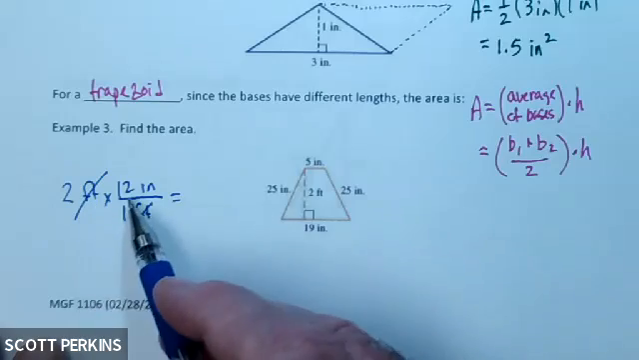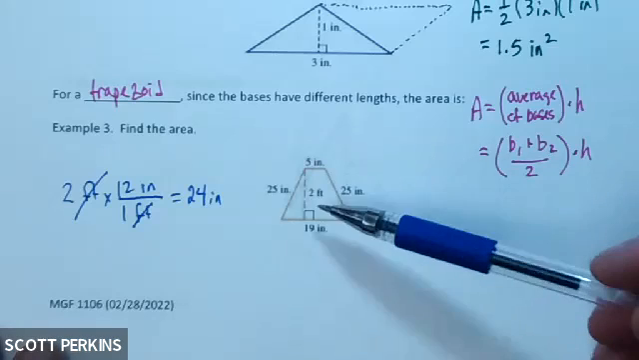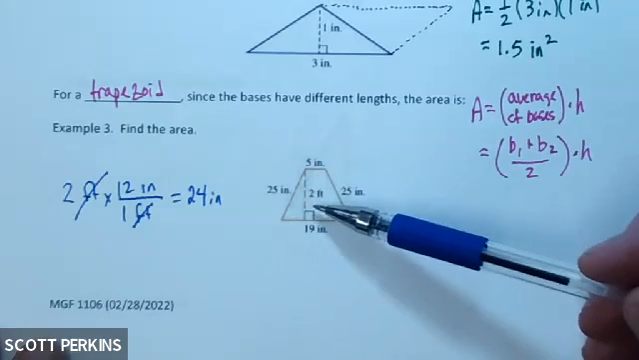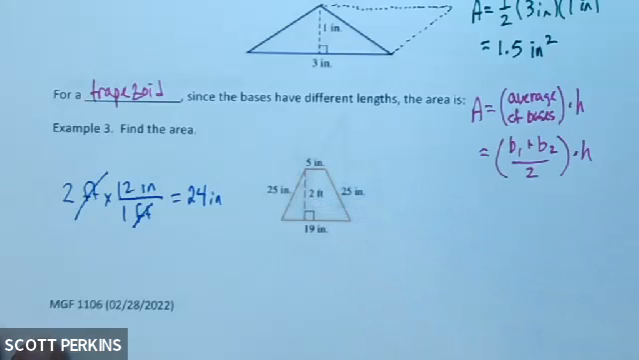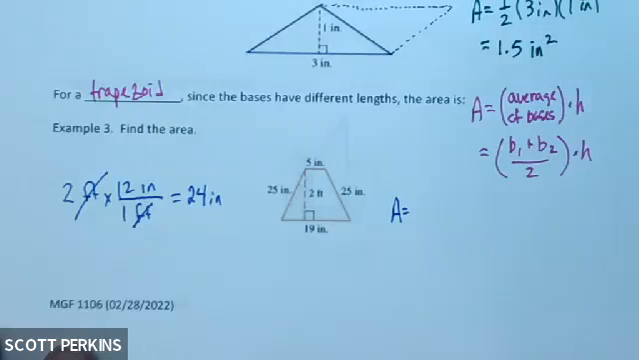So 2 times 12 is 24 inches. So when I go to do this height right here, it's not 2 feet. We're going to use 24 inches. So here goes. The area is the average of the bases.